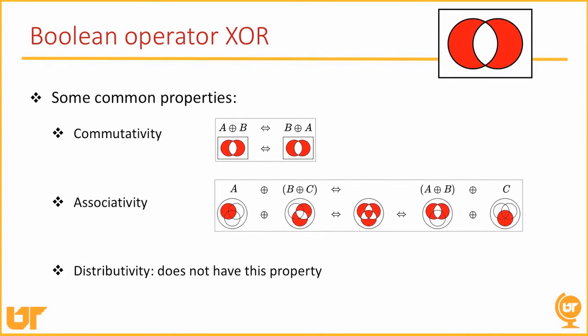Common properties of the Boolean operator XOR are different from the Boolean operators AND and OR. The Boolean operator XOR only possesses the commutative and associative properties, but not the distributive property. So you might want to be careful in applying the XOR operation in a distributive case.